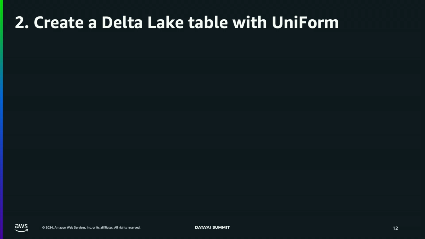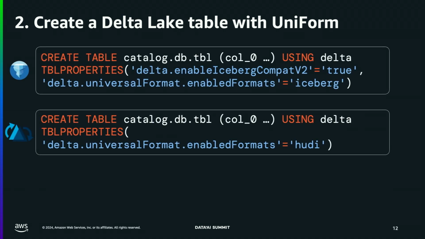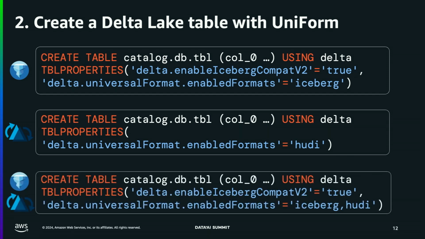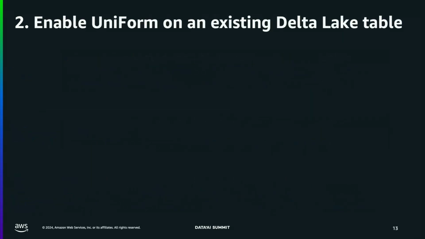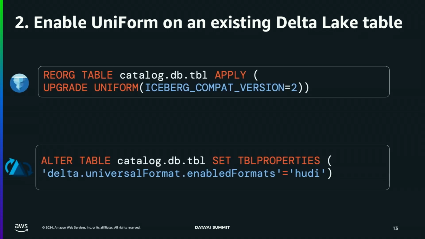After choosing a catalog, you just create a UniForm table. By these queries, you can create a UniForm table. And also you can set both options by adding the table parameters to this query. You may also want to use an existing Delta Lake table. In this case, you just run these queries. They are different queries between Iceberg and Hudi. For Iceberg, you just run the REORG query. And for Hudi, you just run the ALTER TABLE query.